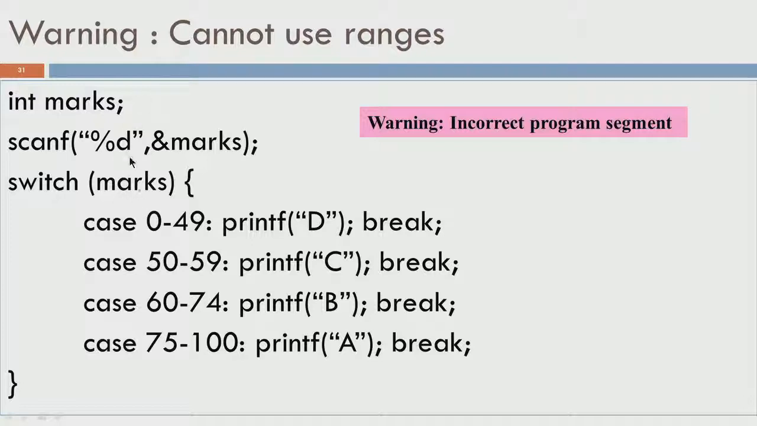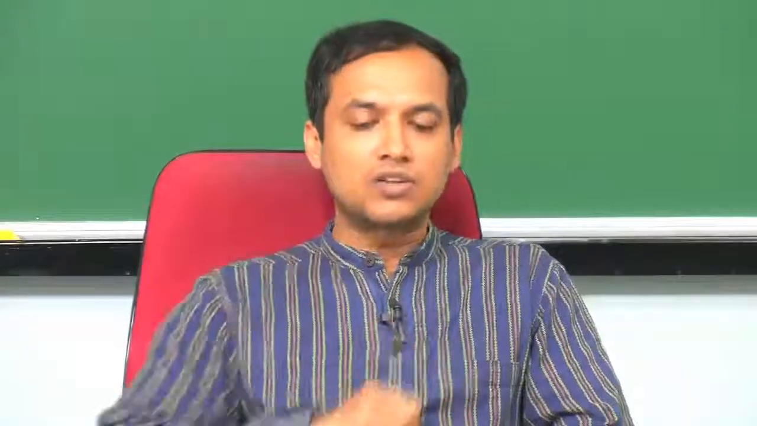There is another thing that you have to be warned about, namely using ranges. For example, let us say I want to give these grades, and for 0 to 49 I want to give D, for 50 to 59 I want to give C, for 60 to 74 I want to give B, and for 75 to 100 I want to give A. You cannot do something like this, case 0-49 printf D or 50-59, things like what you would do when you write on paper. You may say 0 to 49 or 50-59 and so on. Those things are not acceptable also.